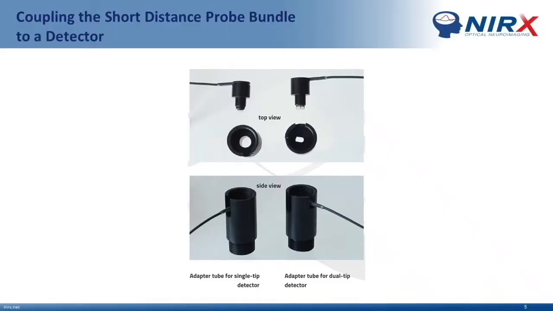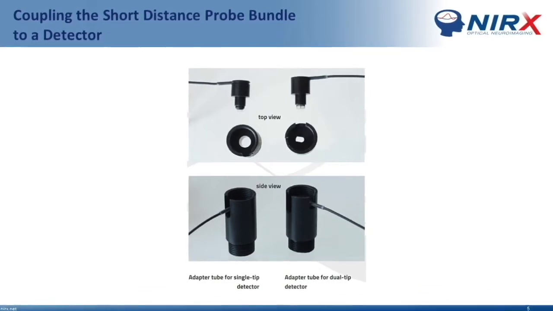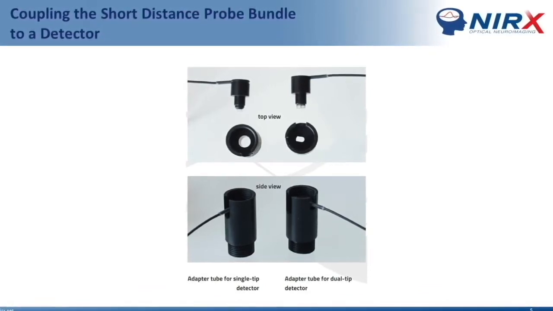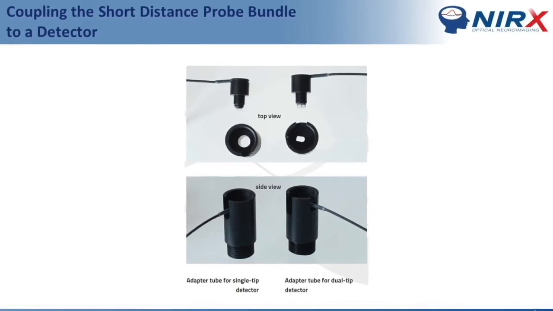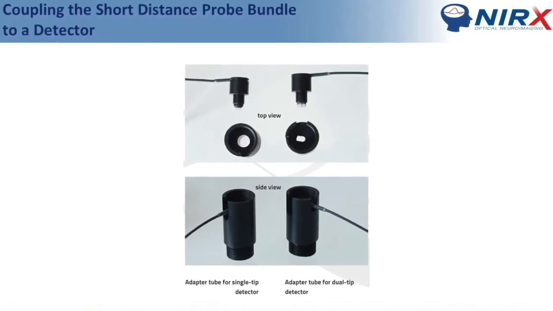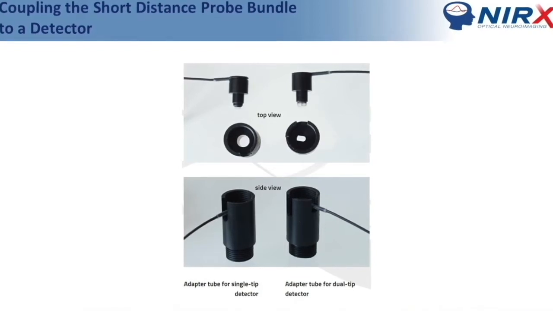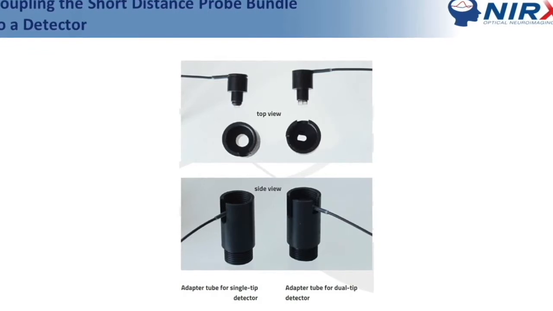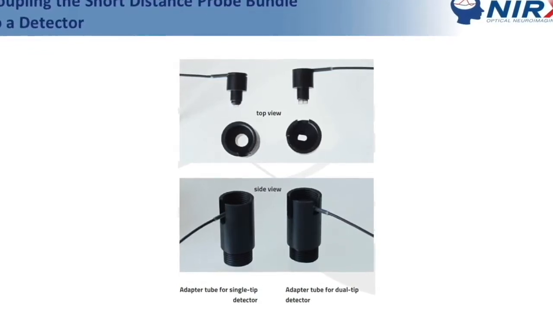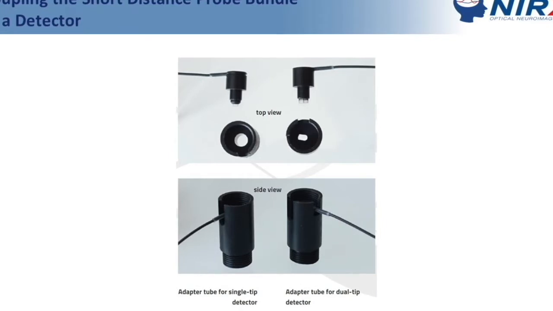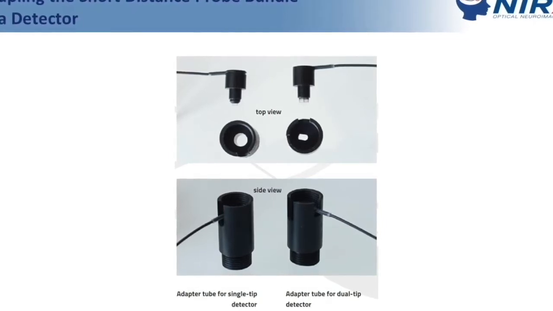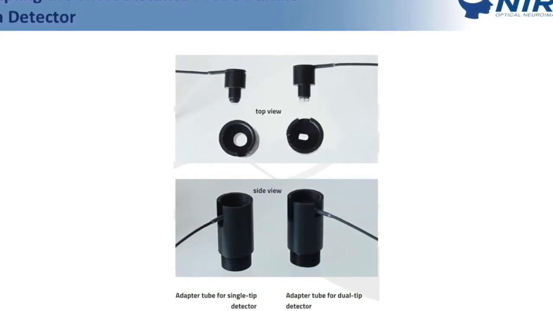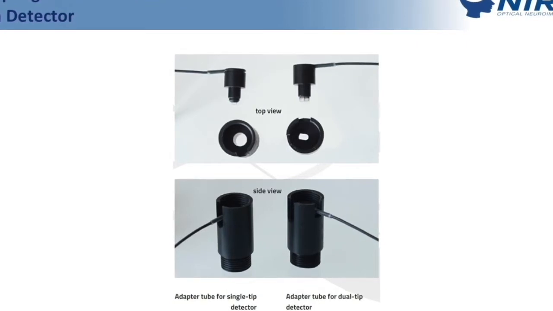And once you have placed all your short detectors around the sources, we can now move on to connecting the common end of bundle to the adapters. The interface between short bundle and detector is provided by coupling adapters. These are different for single and dual tips, so be sure to use the appropriate adapters. The dual tip will look more semicircular, whereas the adapter for single tip will have a circular hole inside.